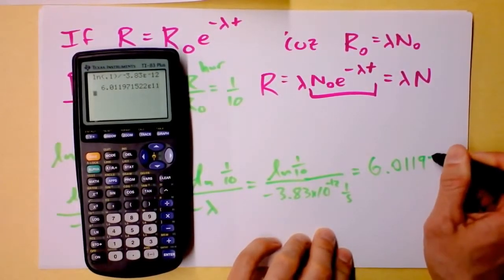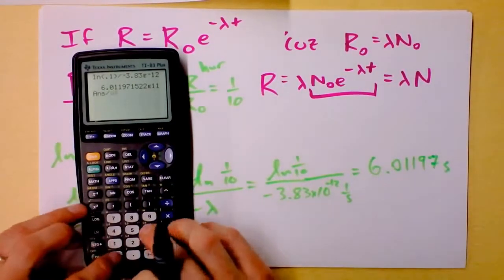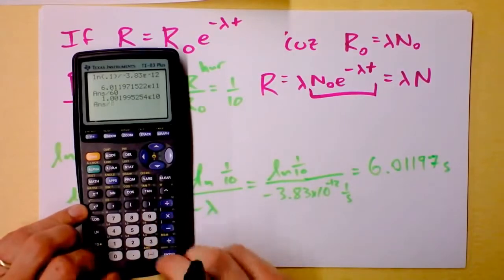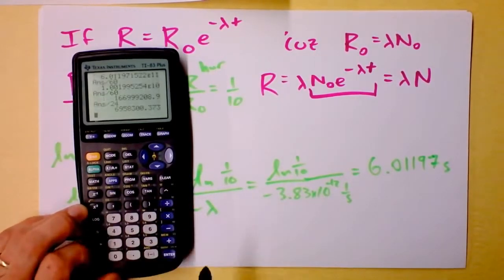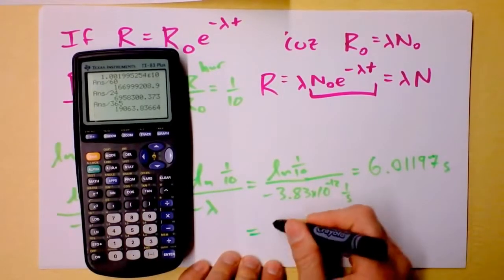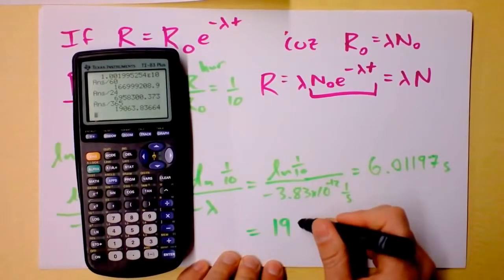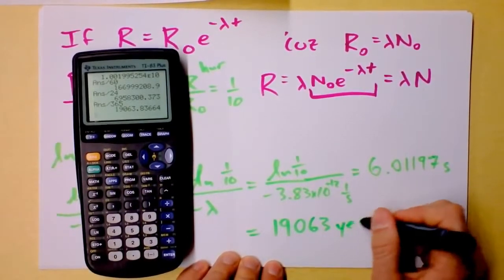6.0119 times 10 to the 11th seconds. But wait, we're not interested in seconds, right? So let's see how many minutes it is. That's still a lot of minutes. Let's see how many hours it is. It's still a lot of hours. How many days is it? That many days. Let's go to years. Wow. So we're talking about 19,000 and then another 63 years.